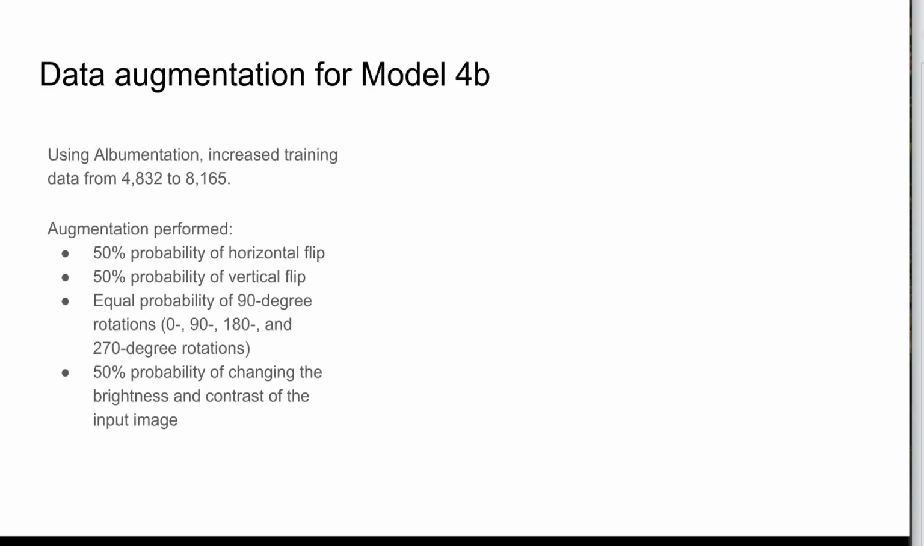In the previous study, the researchers were able to increase the accuracy rate by tripling the sample size by augmenting the images. This is a classic image classification technique that generally has yielded promising results. As such, we used augmentation to increase our training data from 4,832 to 8,165. Augmentation performed include horizontal flip, vertical flip, rotations, and changing the brightness and contrast.